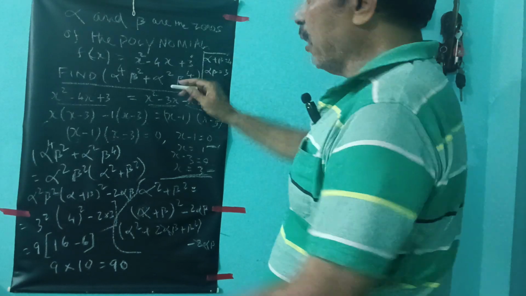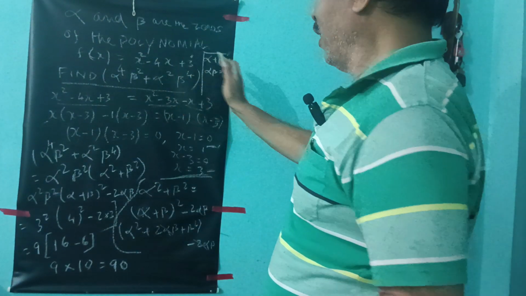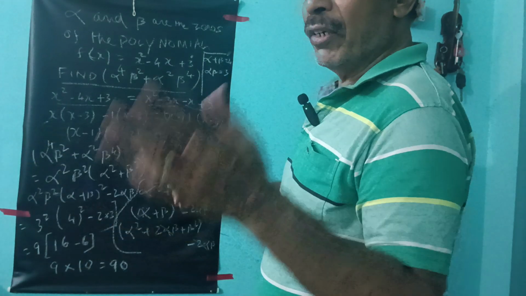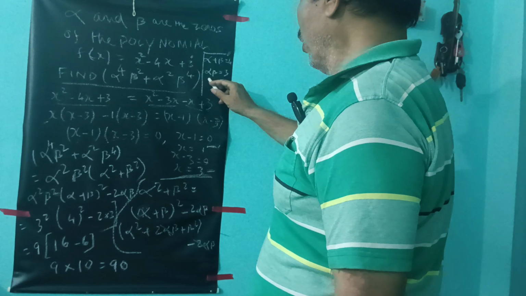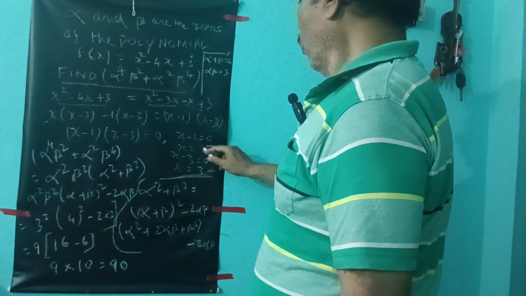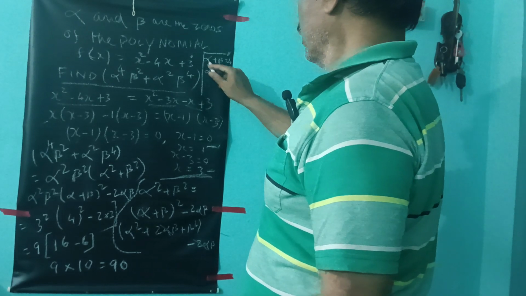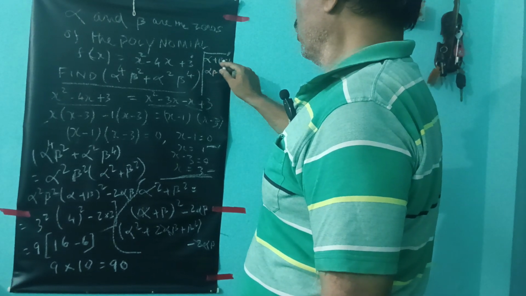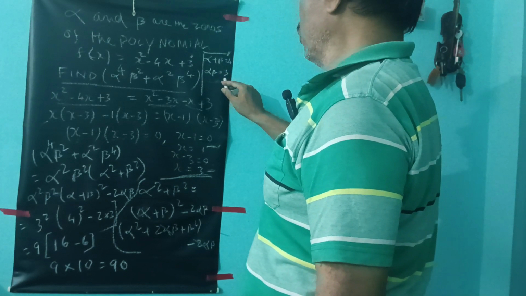Okay. And I don't have space, so I am writing here and there. But just follow my words, okay, my class. So now alpha beta, that is x is equal to 1, x is equal to 3, 1 into 3 becomes 3. You got it? That is, sum of the zeros is equal to 4, product of the zeros is equal to 3.